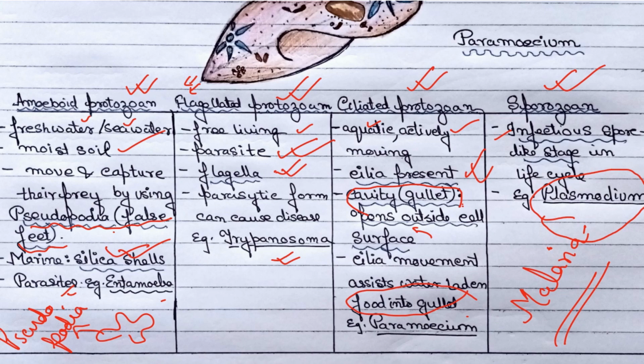So till here we have completed classification of Monera and Protista. Now the left ones are fungi, plantae and animalia, which we are going to continue in our next class.